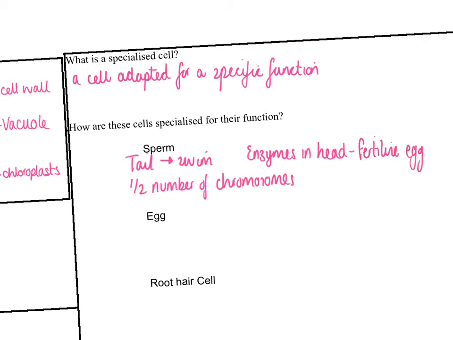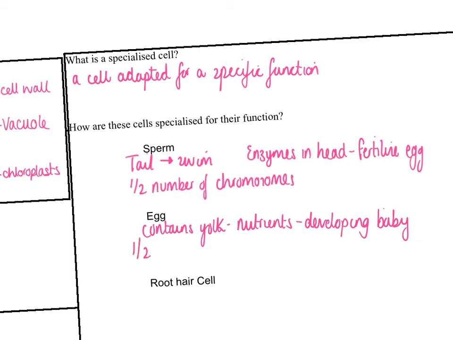to fertilise the egg. Then we've got an egg, that it contains a yolk, and it's the nutrients for a developing baby. It also then contains half the number of chromosomes, because we get half from mum and we get half from dad.